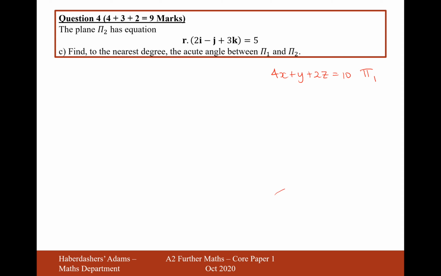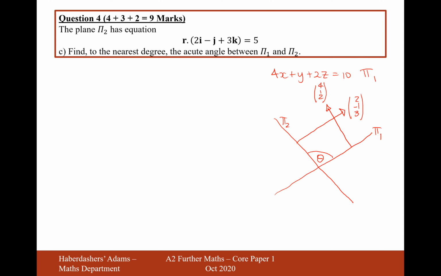So let's visualize a diagram here. What I'm going to do now is draw out my planes, but I'm looking down the planes, so I can see the angle that I want to find here. That's the angle between the two planes. Now if we call this plane 1 and this one plane 2, then we do have the normal vectors of both the two planes. For plane 1, that normal vector is (4, 1, 2). For plane 2, that normal vector is (2, -1, 3).